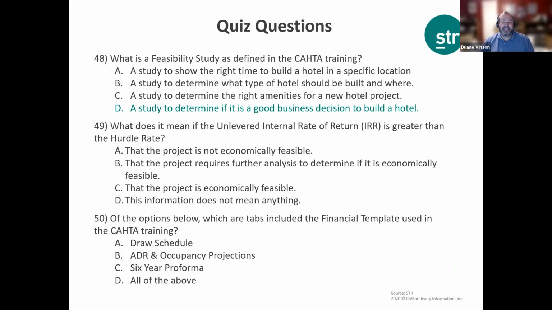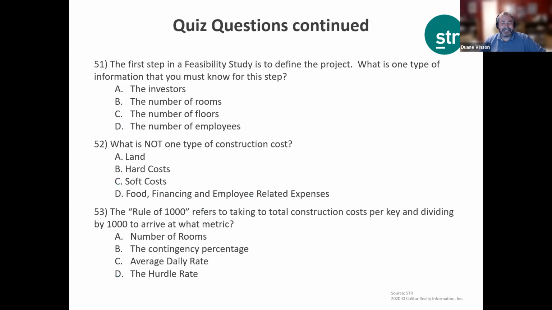Number 49, what does it mean if the unlevered internal rate of return is greater than the hurdle rate? I hope everyone gets this because we just talked about it, right? Of course, that answer is C, that the project is economically feasible. Number 50, of the options below, which are tabs included in the financial template used in the CAHTA training? Of course, it's going to be all of the above, isn't it? Yeah, we talked about all of those.